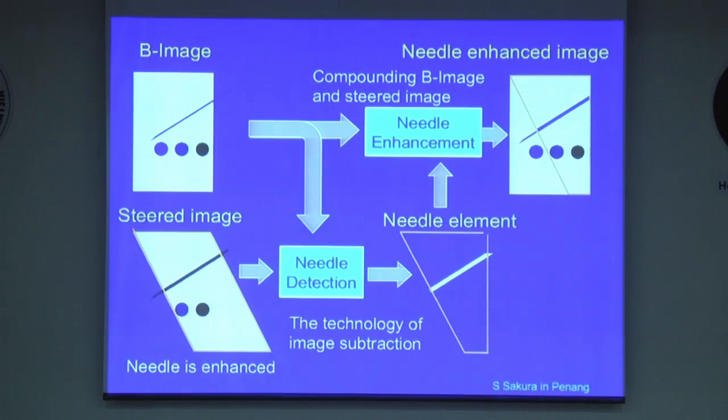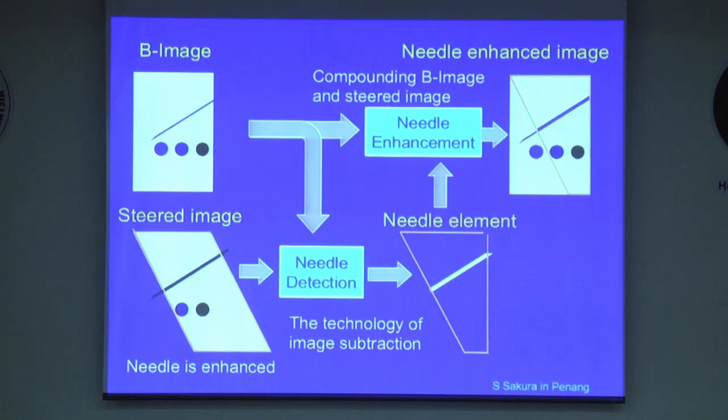With simple beam mode, the echo reflected from the needle goes away from the transducer, so that you could barely see the needle. Only tissues. On the other hand, with steered beam, the beam can be perpendicular to the needle, so the reflected echo comes directly back to the transducer to enhance the needle image.